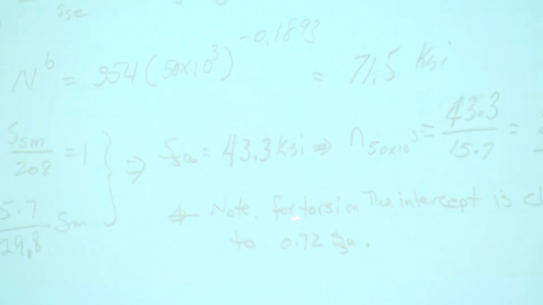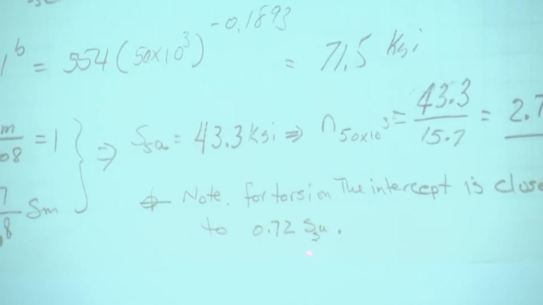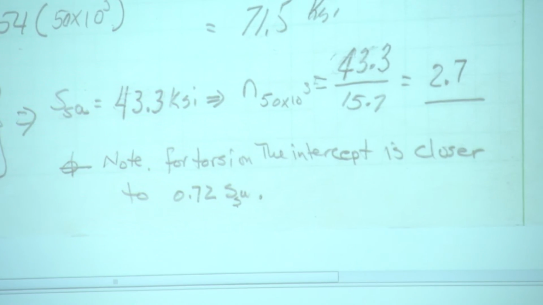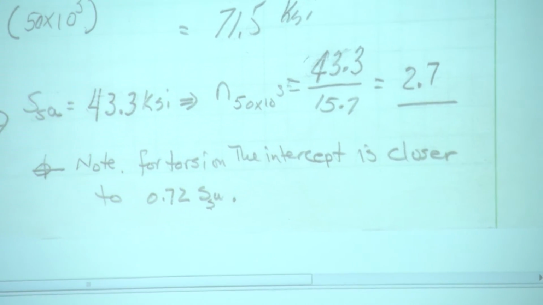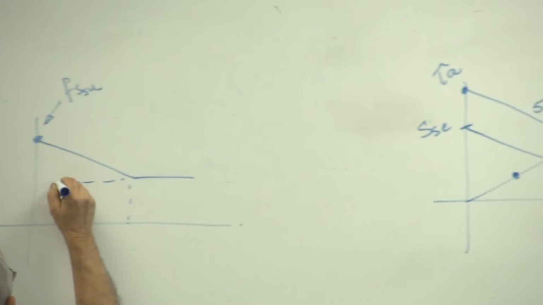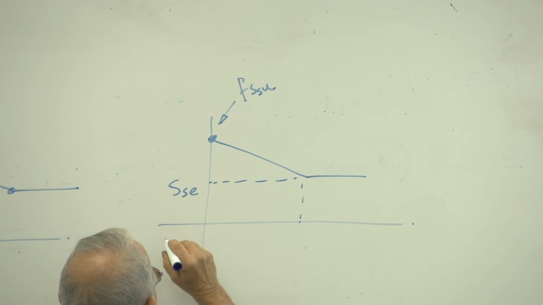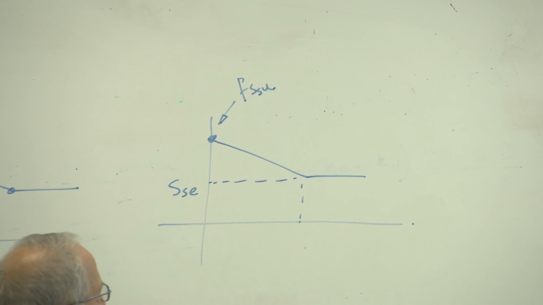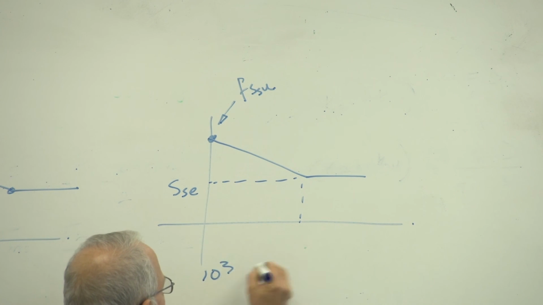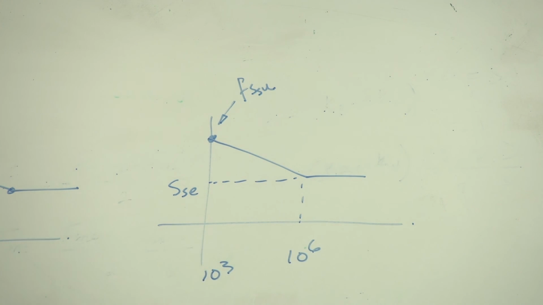And I have a little note here. It says for torsion, the intercept is closer to 0.72 than 0.9 SSU, only for torsion. So your graph will now look like this. This is SSE, and that is FSSU. And this is 10 to the 3 cycles, that's 10 to the 6 cycles. That's the only difference. Other than that, everything is done exactly the same way we did it for normal stresses.